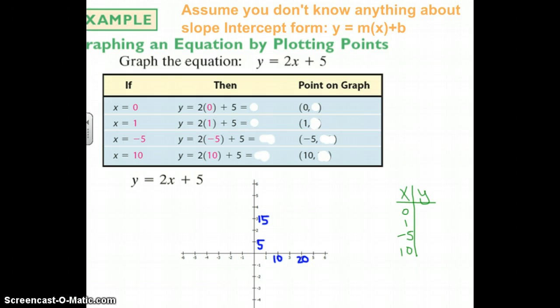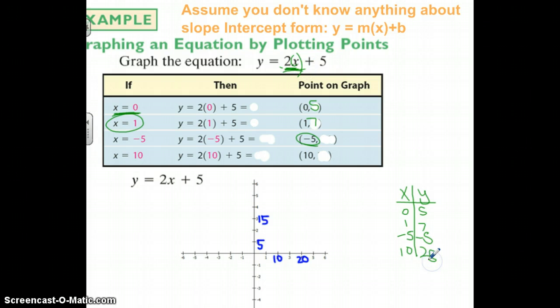Same thing here. We're going to plug in values of x and solve for y. And the first x that we're going to let this be is 0. So 2 times 0 plus 5 is 5. 2 times 1 is the next x value. 2 times 1 is 2, plus 5 is 7. So quickly making a t-chart. 5, 7, let's see, -10 plus 5 is -5. And if I plug in a 10, I get 20 plus 5, which is 25.